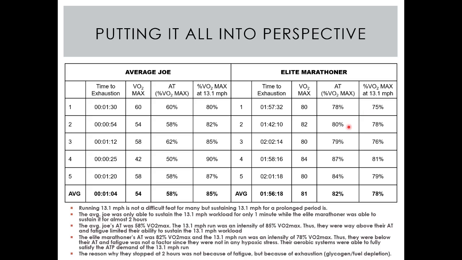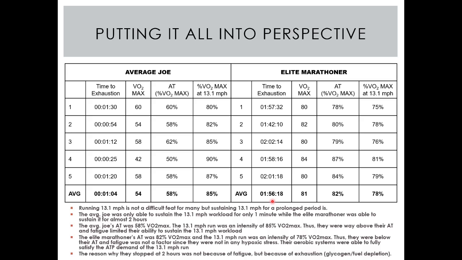Now, if you look at subjects 2, 3, 4, and 5, we have the same situation. The intensity of their 13.1 mile per hour run test was less than their individual anaerobic threshold intensities. So as you can see, on average for the elite marathoners, that 13.1 mile per hour run was at a relative intensity lower than their anaerobic threshold intensity. And this is why the elite marathoners were able to sustain that 13.1 mile per hour run for almost 2 hours straight. They did not experience muscular fatigue because there was no hypoxic stress to stimulate that fatigue.